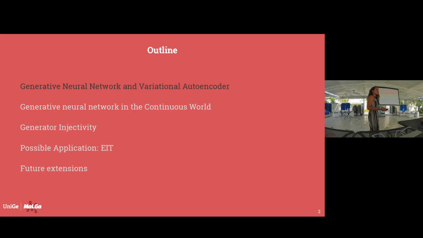The first part is a general introduction to generative neural networks and variational autoencoders. Then I move to generative neural networks in the continuous layer. That is our work. We try to extend the concept of generative neural network to the continuous world. Then I will study generator injectivity, that allows us to guarantee stability in our inverse problems. And then I will show you a possible application, that is the electrical impedance tomography.